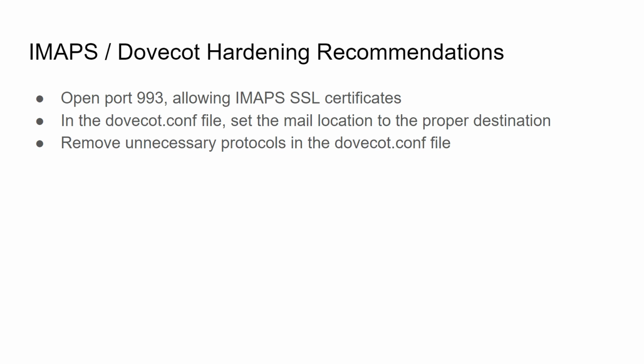In the dovecot.conf file, set the mail location to the proper destination. If it is set by default, it might send the mail to an unsecure location, which would be a high security risk.